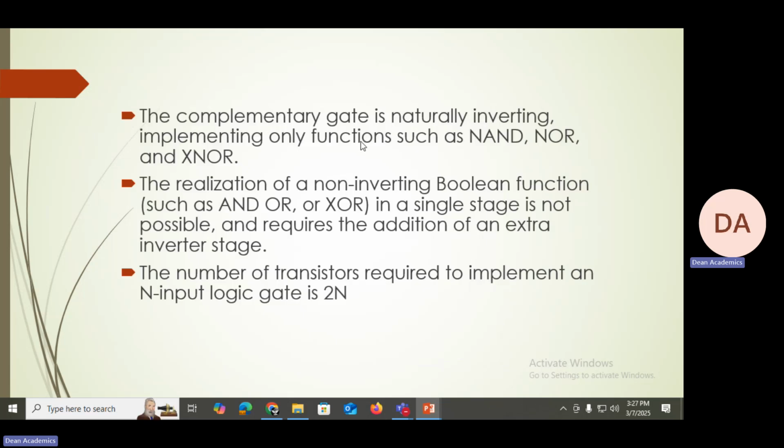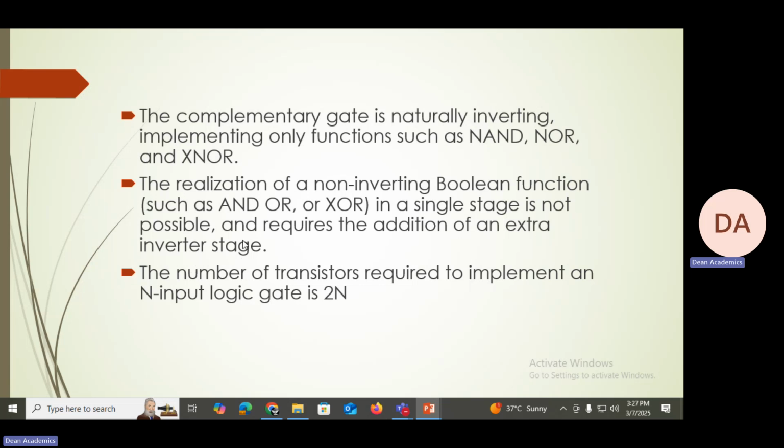That means the complementary gate is naturally an inverting circuit. Therefore, it is suitable for functions such as NAND, NOR, and XNOR gates. If you want to realize non-inverting Boolean functions, like AND gate, OR gate, XOR gate, then this single stage is not sufficient. We have to add extra inverter stage.